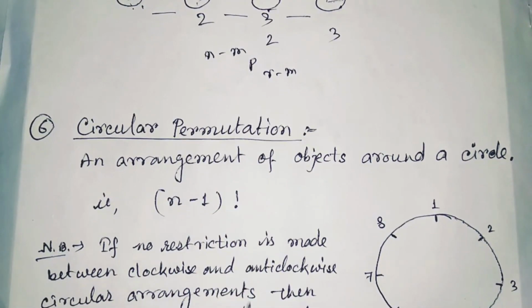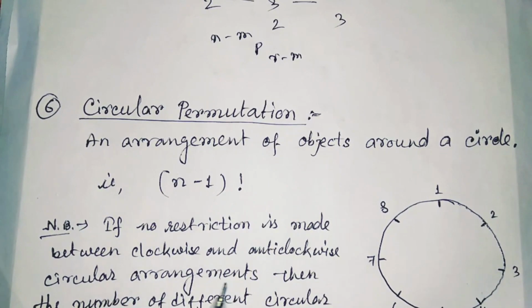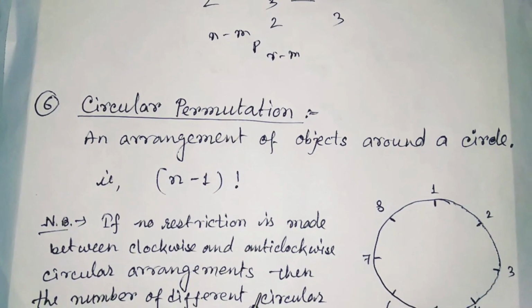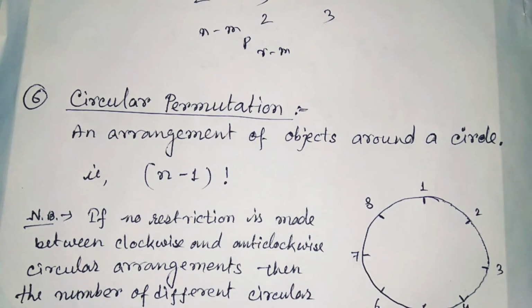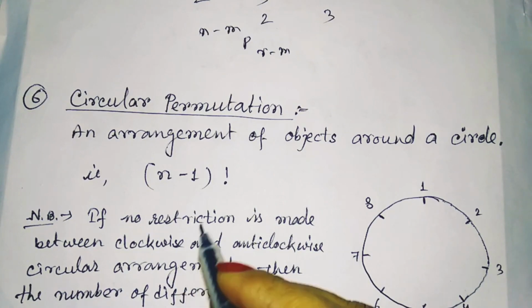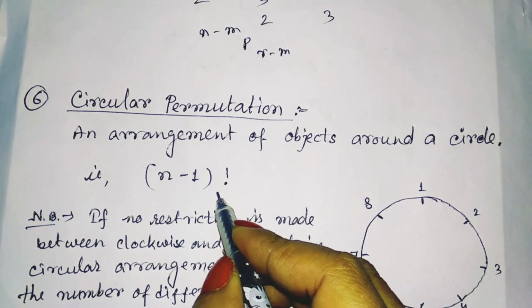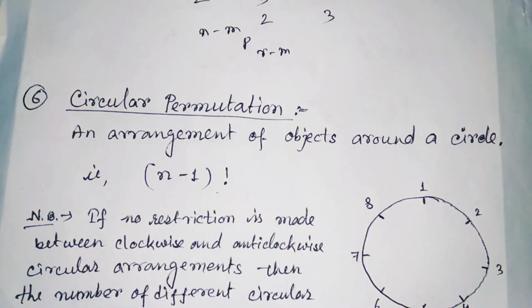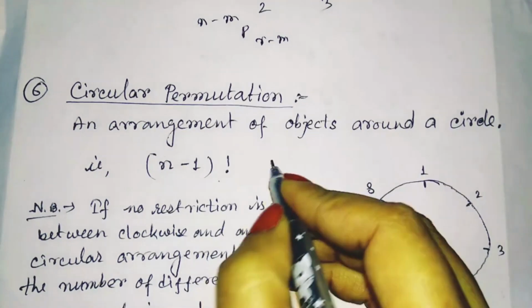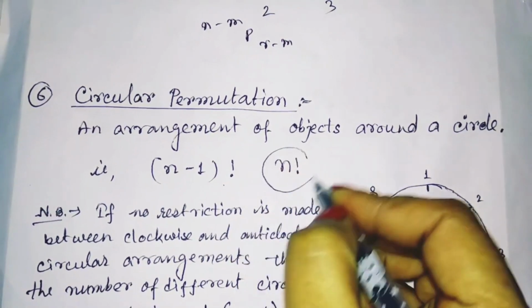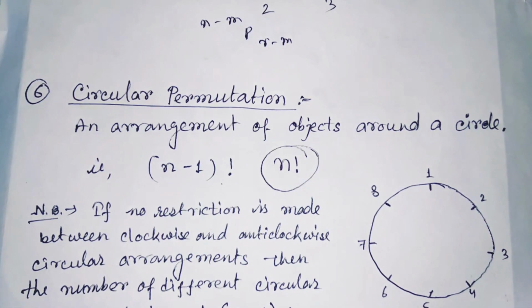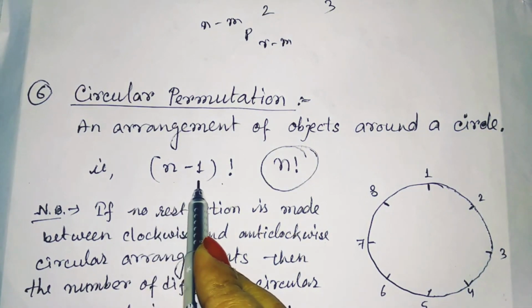One more thing is the circular permutation. That one is very important. An arrangement of objects round a circle is called a circular permutation. Its formula is (n minus 1) factorial. If it is not circular and a linear permutation is there, then if n objects are there and you want to arrange all these objects, its formula is just n factorial. But if it is circular, then it is (n minus 1) factorial.